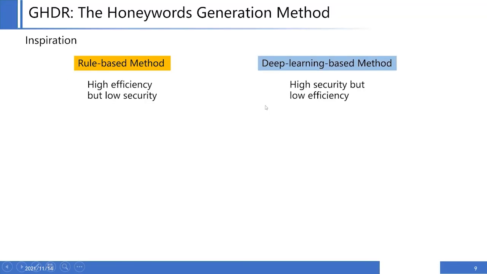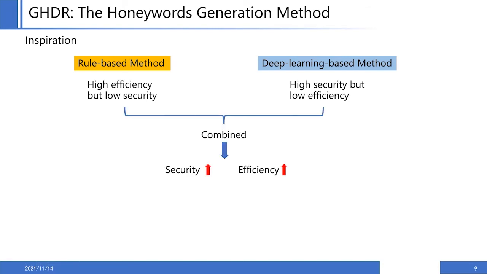Now let's move to the third part of my talk, which is about Honeywords generation method design. The traditional rule-based methods have high efficiency but have problems in security, while the methods based on deep learning have improvements in security, but the efficiency is not high. So we try to combine the two methods to improve the efficiency of Honeywords generation as much as possible while ensuring security.